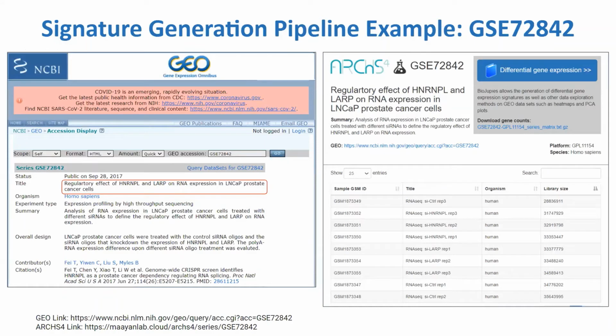To give a concrete example of the whole signature generation pipeline, we looked at this particular study on the regulatory effects of HNRNPL and LARP on RNA expression in LNCAP prostate cancer cells. On the left, you can see a screenshot of the study on the GEO page with the title circled in red. The page also provides additional information regarding the experiment type, summary, overall design, contributors, etc. On the right, you can see a screenshot of the same study on ARTIS-4 with the uniformly processed samples available for use with their sample GSM IDs, title, organism, and library size.